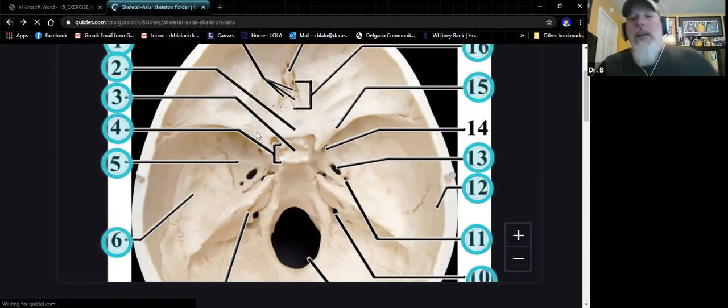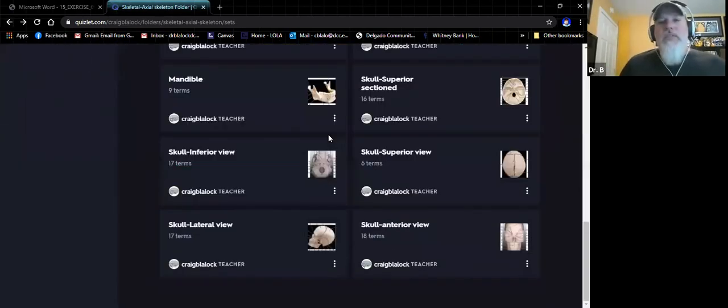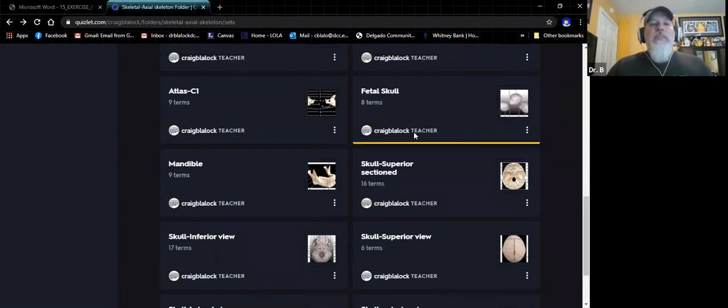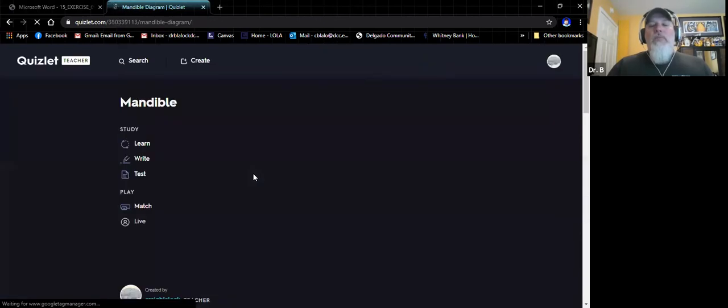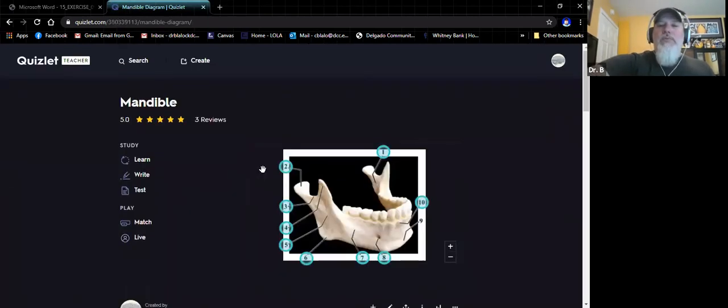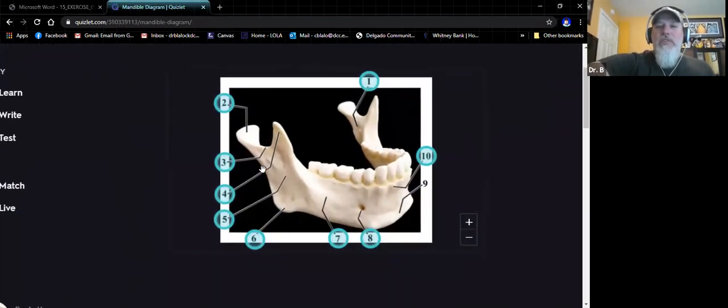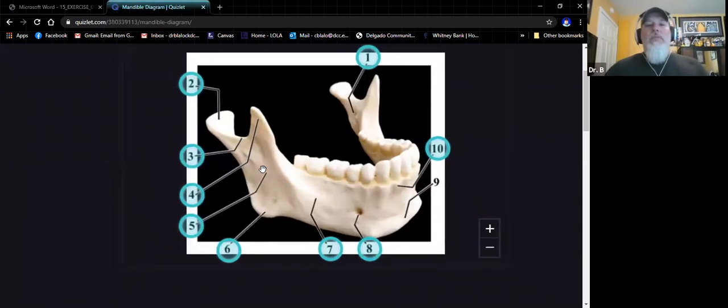All right, any questions on the skull before we go to the mandible and the vertebra? All right, so let's do our mandible real quick. Mandible is pretty straightforward. We've actually done a couple of things on the mandible already.